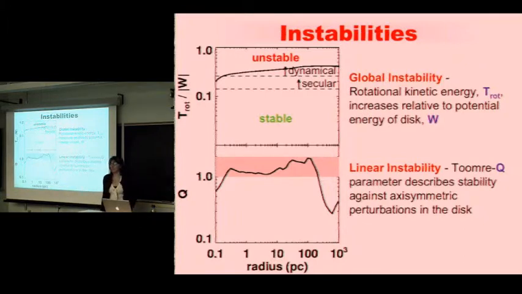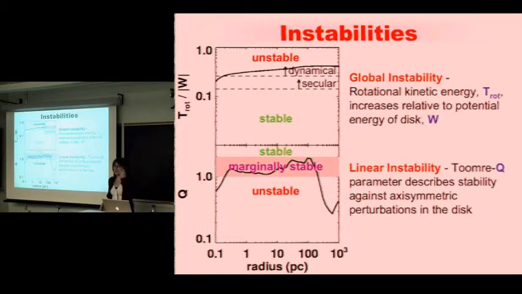So we also look at another useful stability criterion, which is the Toomre Q parameter. The standard way of using the Toomre Q parameter describes linear instability for axisymmetric perturbations. There's also a region of marginal stability, somewhere between Q of 1 and Q of 2 or something like that. Or sorry, it's the other way around. So stable is Q greater than 1 and unstable is Q less than 1.